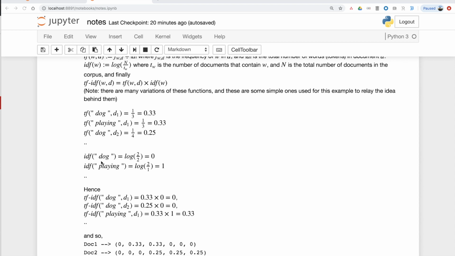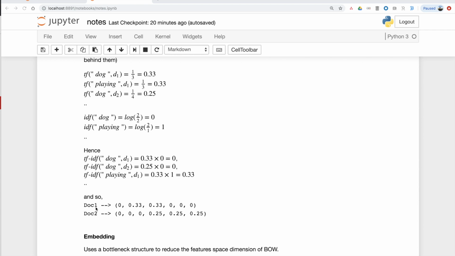So IDF of dog is now log of 2, since we have only 2 documents in our corpus, divided by 2, because both documents contain dog, so it would be 0. And IDF of playing would be 1. Now you can compute the TF-IDFs accordingly. So now dog is suppressed and its value is brought down to 0, and playing's TF-IDF value is 0.33, and you can also compute the other ones. So now the feature vector for document 1 would be 0.33, 0.33, 0, 0.